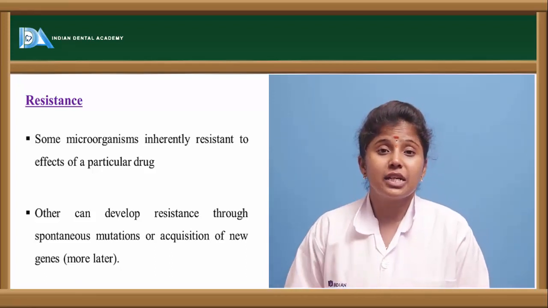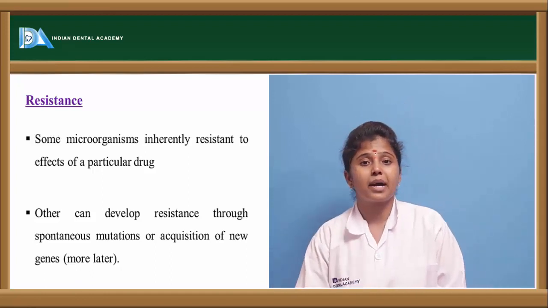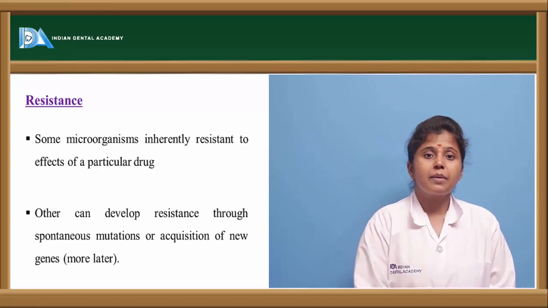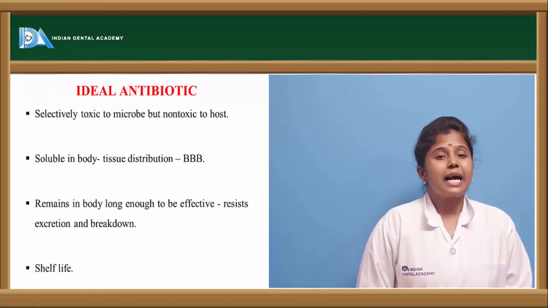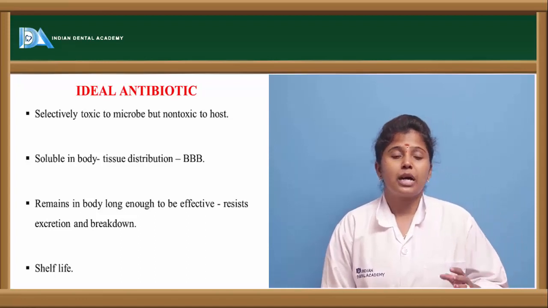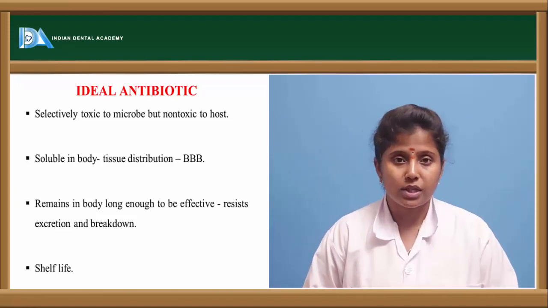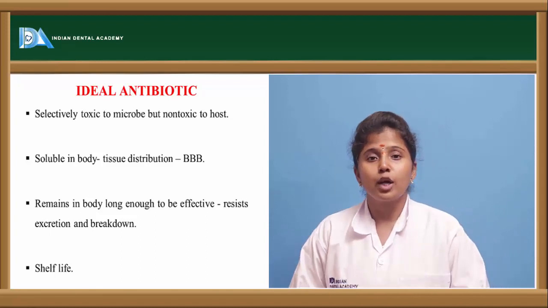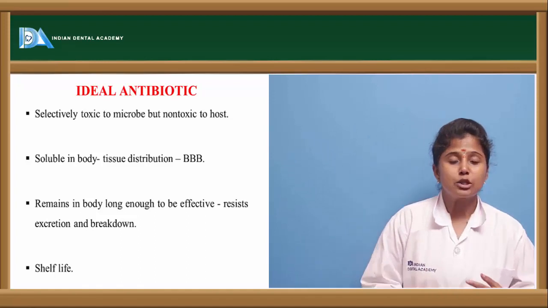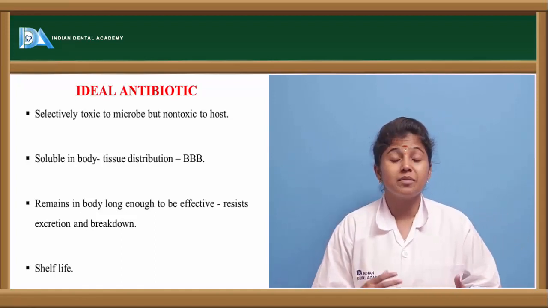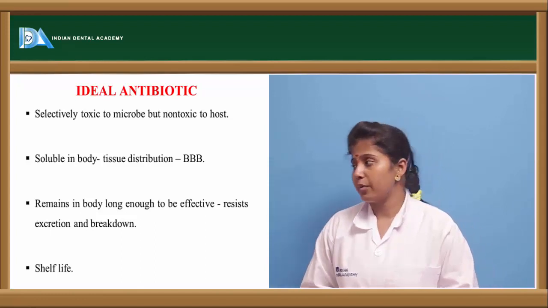As I said, they change their mutational structure or gene expression, and thereby these microorganisms become resistant to antibiotics. So an ideal antibiotic should have the following characteristics. It should have selective toxicity, so it should be toxic to the microbe, not to the person. And it should be soluble in the body, so that it is distributed widely and even crosses the blood-brain barrier.